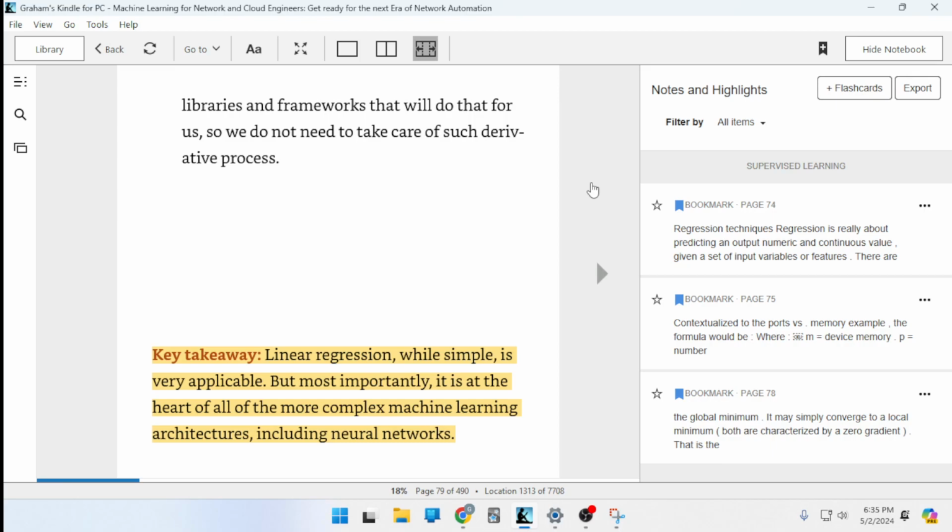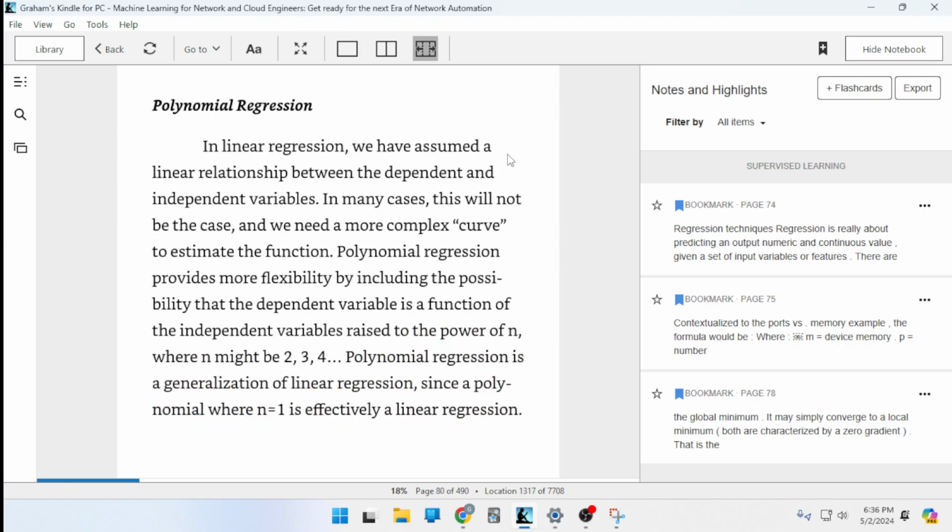Key takeaway: linear regression, while simple, is very applicable. But most importantly, it is at the heart of all of the more complex machine learning architectures, including neural networks. So you have to understand linear regression really well because it's fundamental to the more advanced stuff.